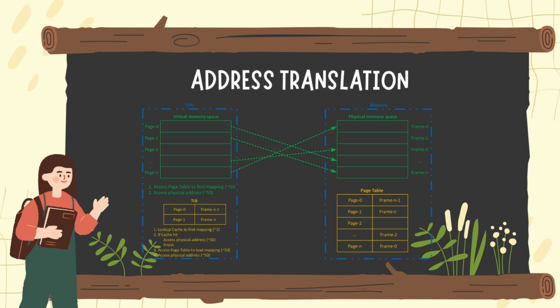If the desired translation is found, the CPU will immediately translate the address and access the memory to get the data. The total time for TLB lookup and memory access is only about 52 nanoseconds, saving nearly 50% compared to the solution without using TLB.